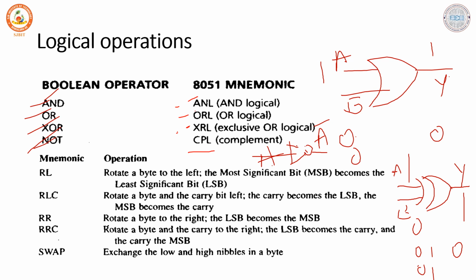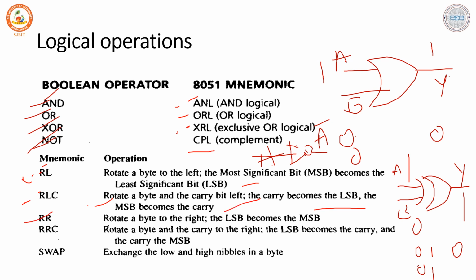Similarly, for rotate instructions, we have RL, which rotates the byte to the left. The most significant bit becomes the least significant bit. In case of RLC, it is rotate left through carry. So we are going to rotate a byte and the carry bit to the left. The carry becomes the LSB in this case, and MSB becomes the carry.